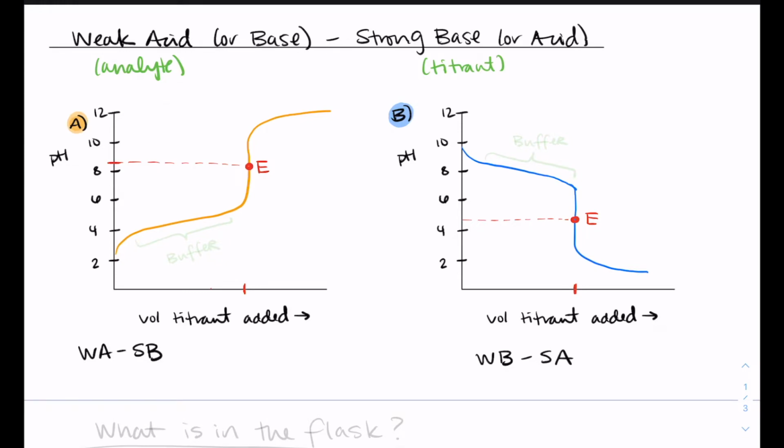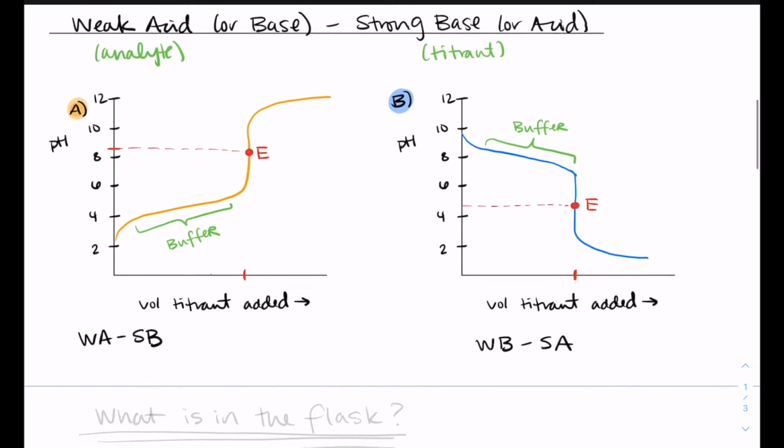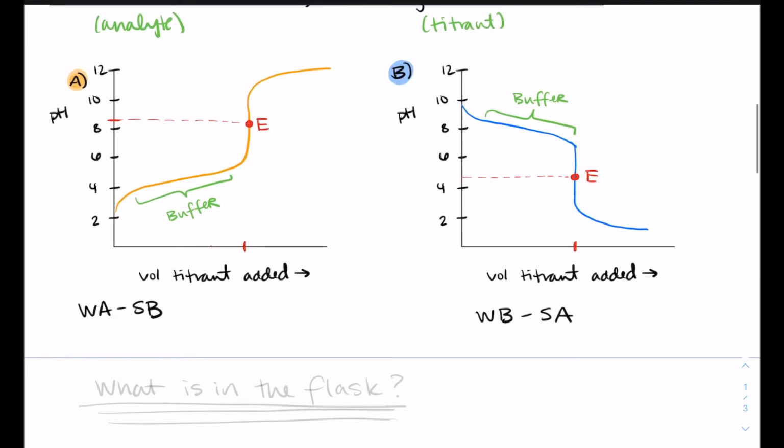I've also marked the equivalence point on here. The equivalence point in my weak acid, strong base titration is at a basic pH. And the equivalence point in my weak base, strong acid titration is at an acidic pH. This is because when I'm at the equivalence point, I've completely reacted my weak acid, and everything left in solution is the conjugate base. Then the opposite for my weak base, I've reacted all of the weak base. Everything left in solution is the conjugate acid.